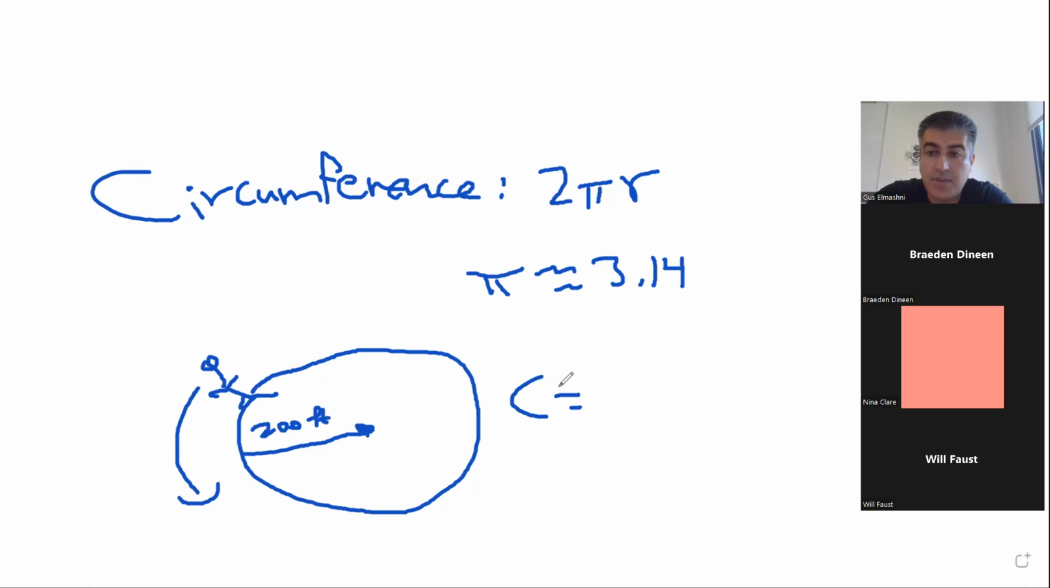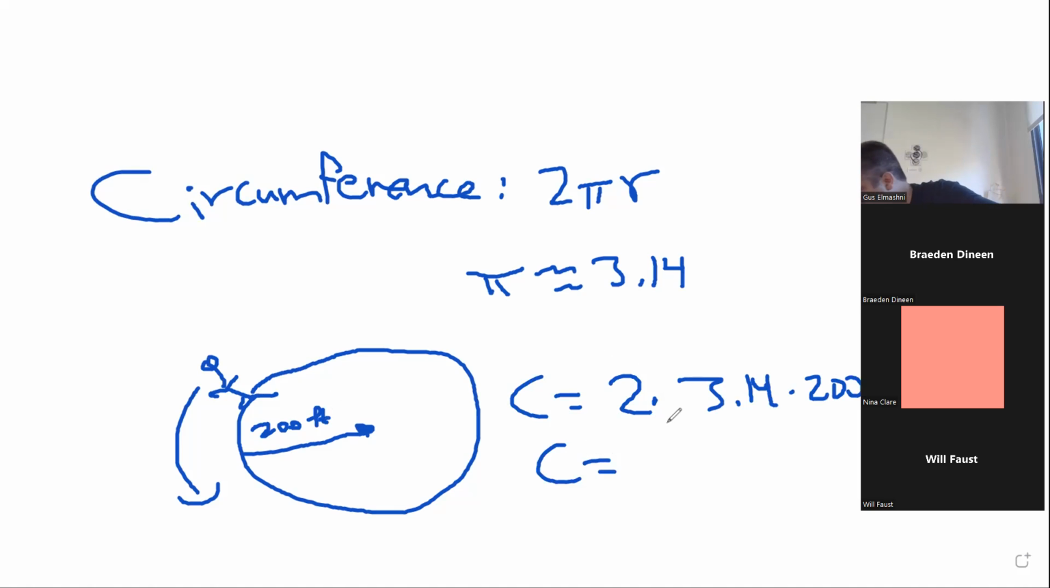So your circumference, the distance you walk around the track, would be 2 times 3.14 times 200. And what's that? Let me get a calculator here. So that'd be 1,256 feet.